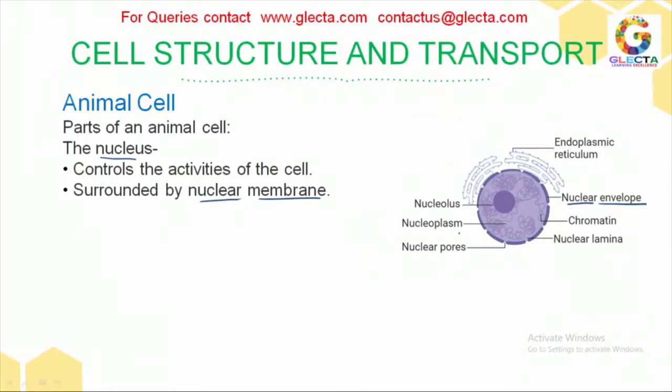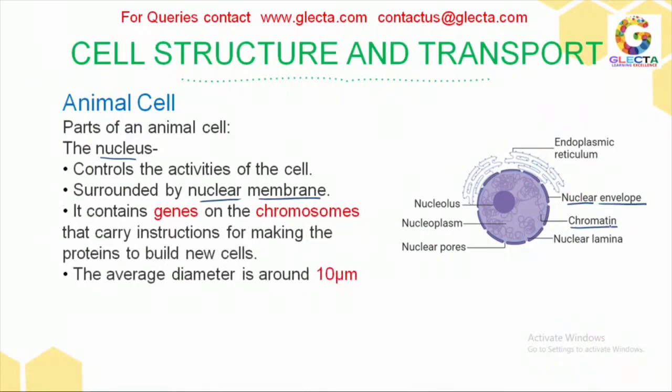Inside your nucleus there's another structure known as chromatin. Your chromatin corresponds to the genes present in your chromosomes that contain all the instructions for making proteins to build new cells. Your body is continuously making proteins so that those proteins can do different functions in your body. Along with that, the proteins are also helping in the making of new cells. So chromatin, genes and chromosomes are the structures that help you in that protein making.